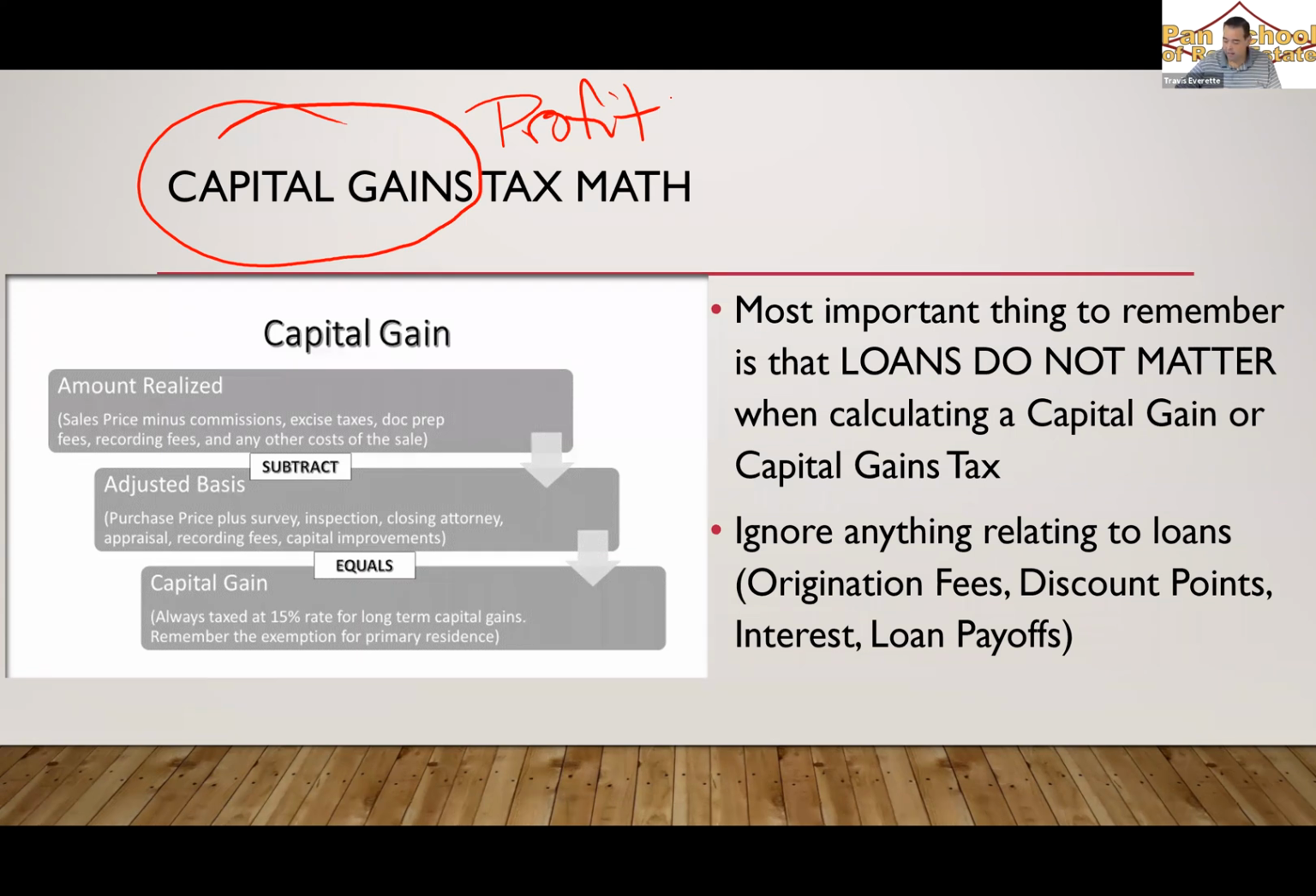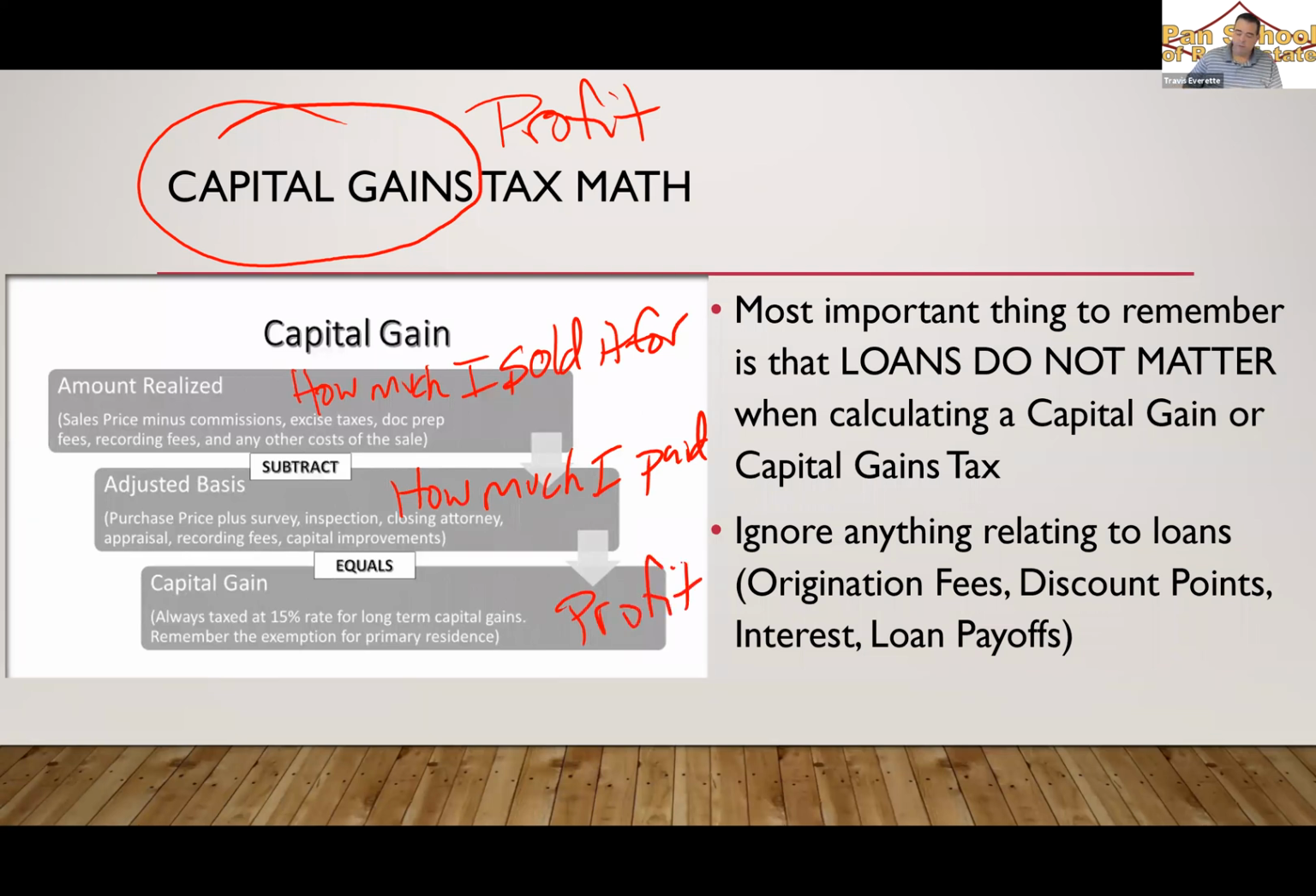Here's the way to think about it. This is how much I sold it for. And this is how much I paid. And this is my profit. If I take the amount I sold it for and subtract the amount I paid, am I not going to be left over with my profit? Does that make sense for everybody? We already know how to do that in real life.